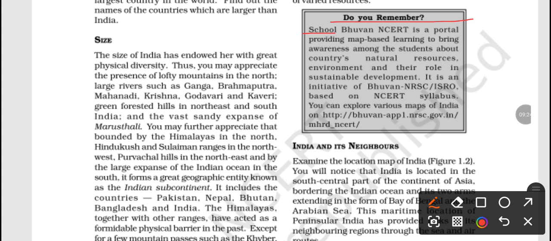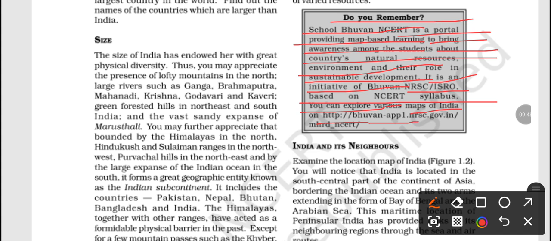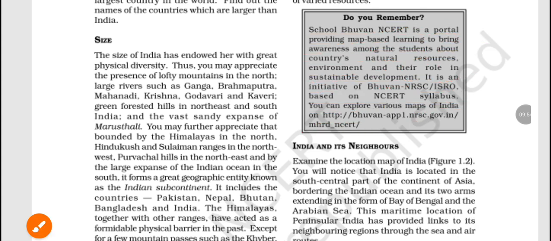Do you remember? School Bhuvan NCERT is a portal providing map-based learning to bring awareness among the students about the country's natural resources, environment and their role in sustainable development. It is an initiative of Bhuvan, NRSC, ISRO based on the NCERT syllabus. You can explore various maps of India on the Bhuvan app and at nrsc.gov.in, MHRD, NCERT.